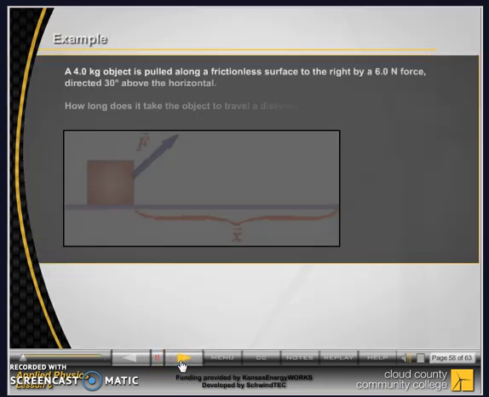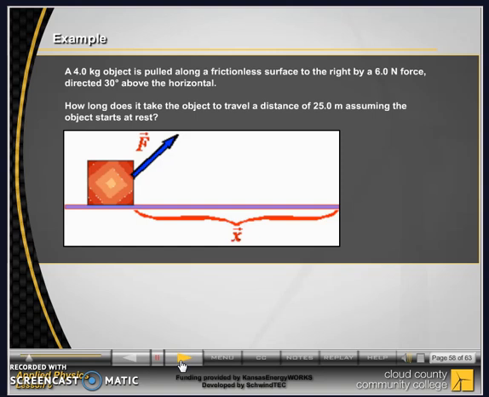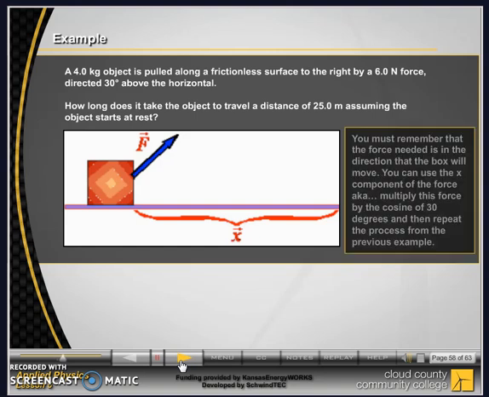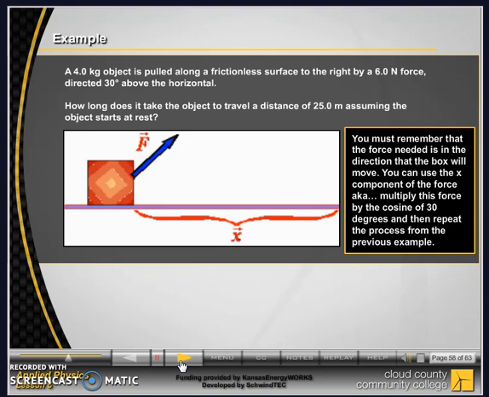A 4-kilogram object is pulled along a frictionless surface to the right by a 6-Newton force directed 30 degrees above the horizontal. How long does it take the object to travel a distance of 25 meters, assuming the object starts at rest? You must remember that the force needed is in the direction that the box will move. You can use the x component of the force, a.k.a. multiply this force by the cosine of 30 degrees, and then repeat the process from the previous example.